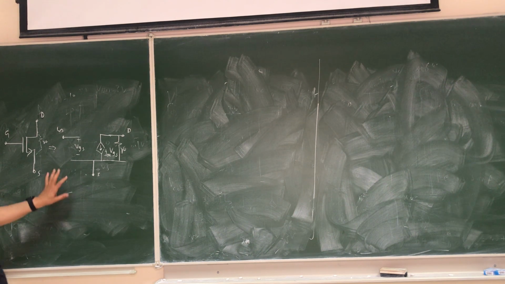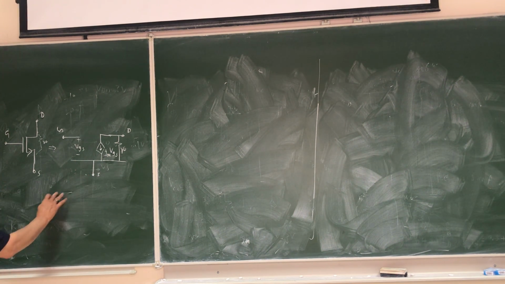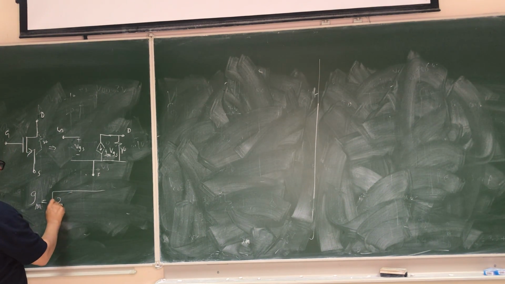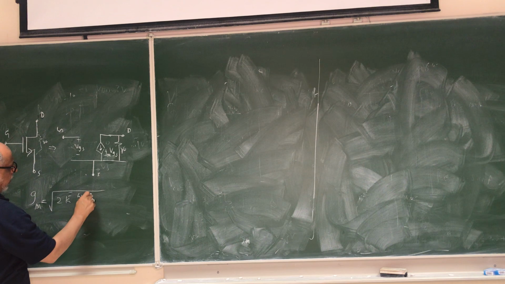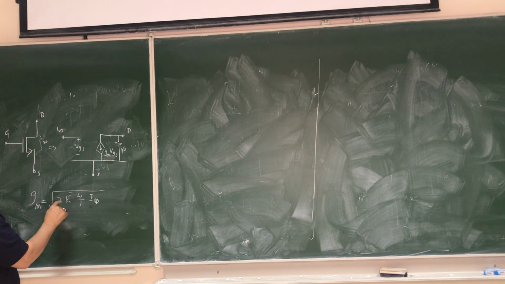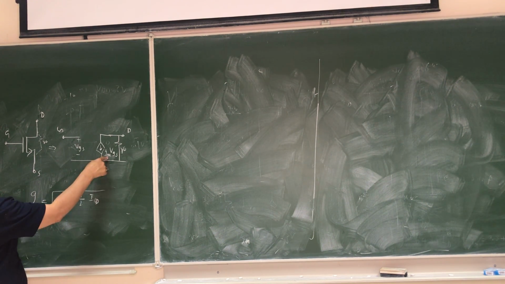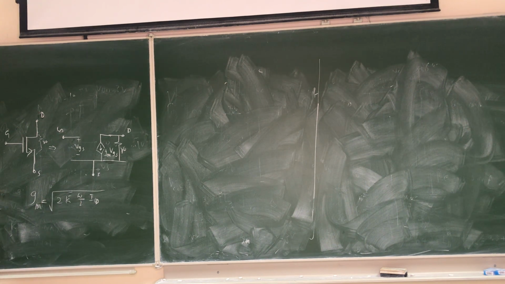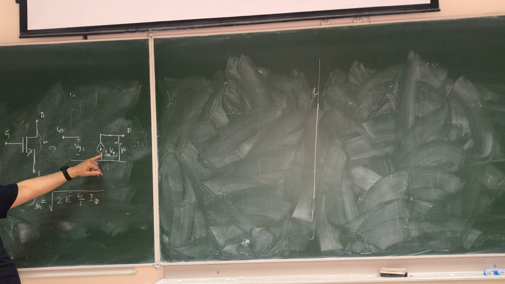Now, GM, we can find it from the DC analysis. So GM is equal to square root of 2K dash W over L times ID. So if you know ID, how we got this, I'll show later on. We know ID, right? We know K dash W over L, we can tell what is GM. So the GM for us is known now, okay? So that is the only parameter here. In BJT we have r pi and r-e based on the model. Here we have only to find GM from the DC analysis.